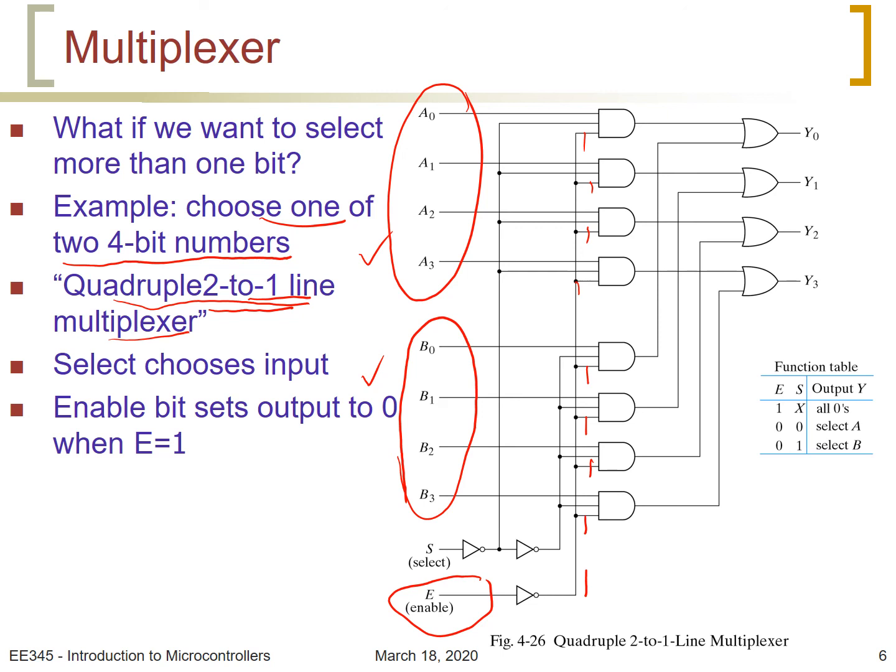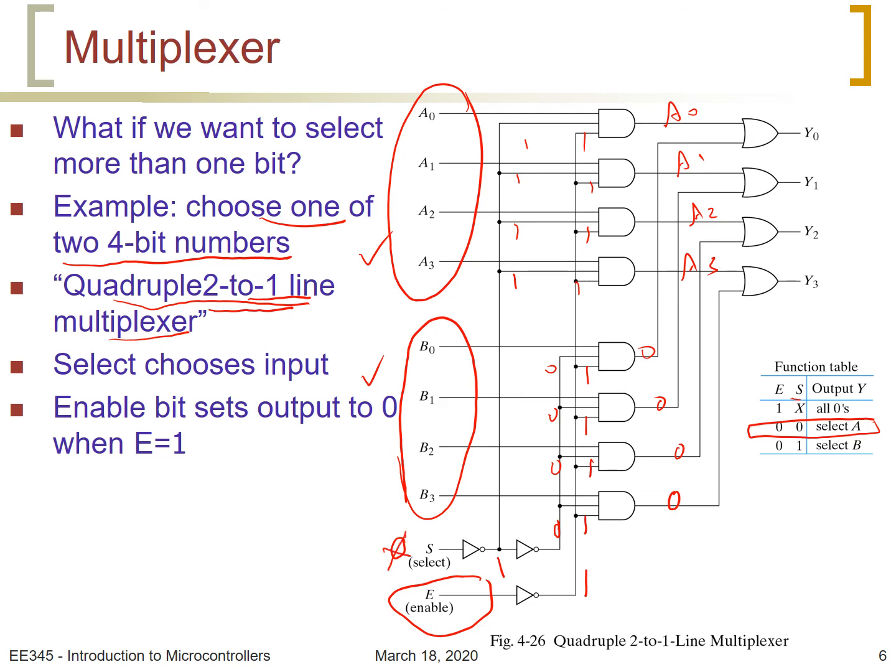So if the selection is 0, this will be 1, and this will be 0, this 0, 0, 0, and this will be 1, 1, 1, 1. It means A0 will be here, A1 will be here, A2 will be here, and A3 will be here, and all these will be zeros. Therefore, Y will be equal to A. And this is the case that we have done here actually. So we select A in this case when S is 0.